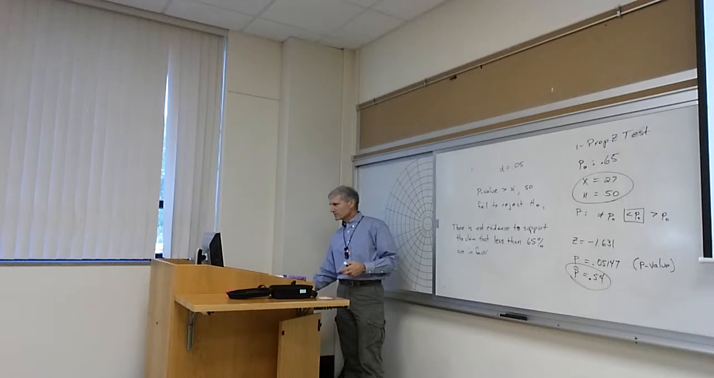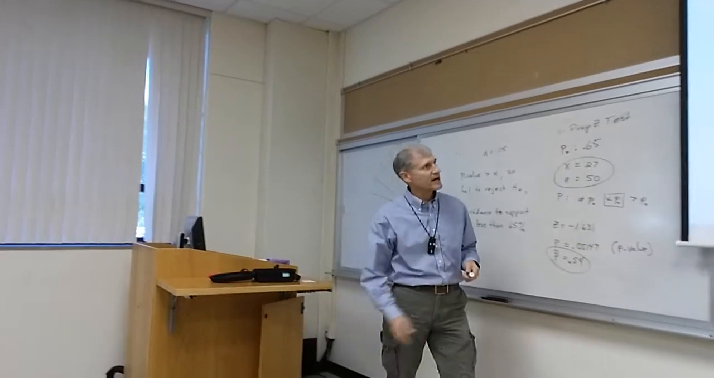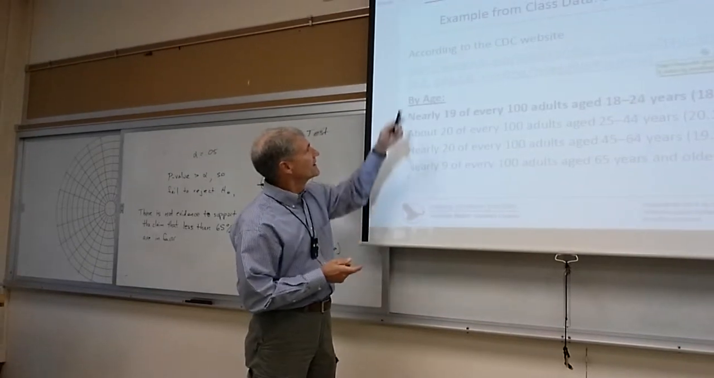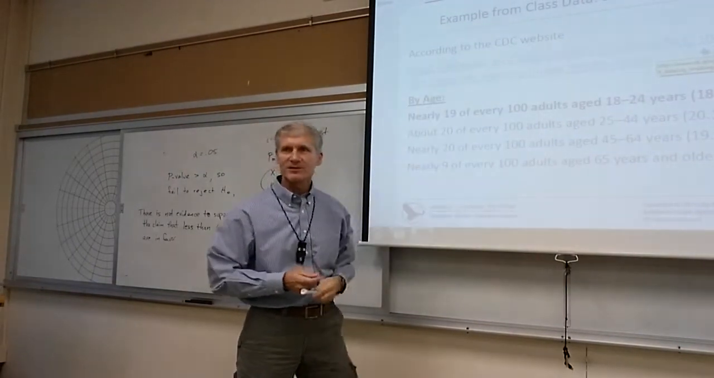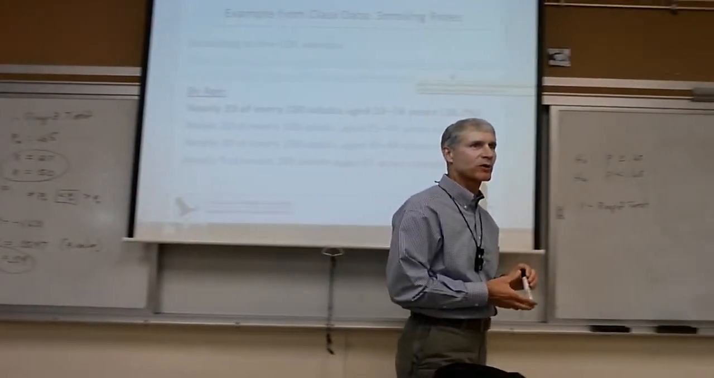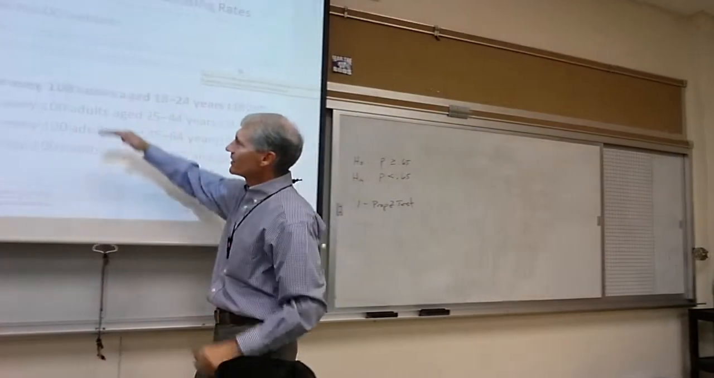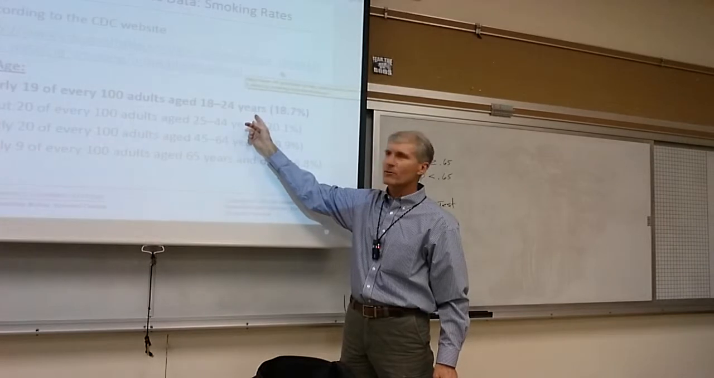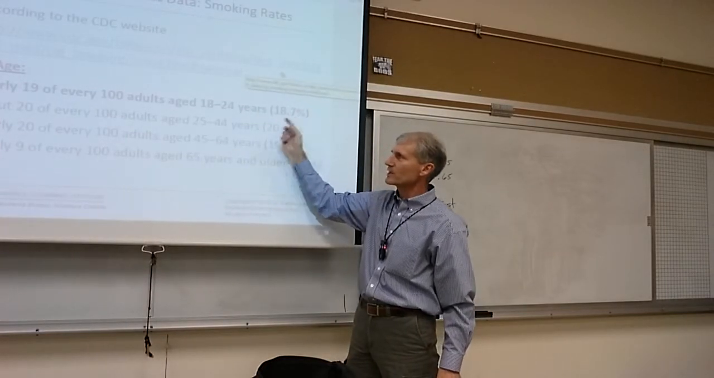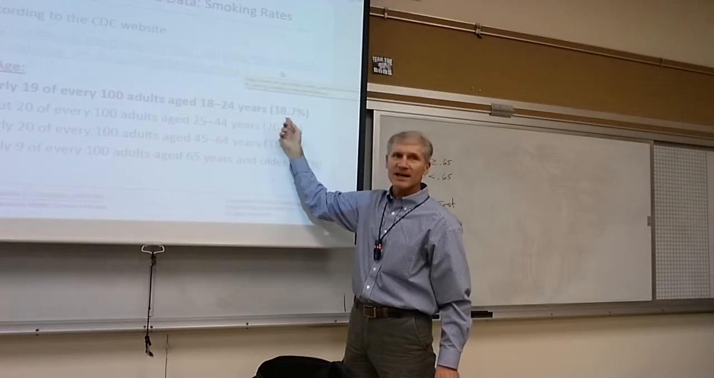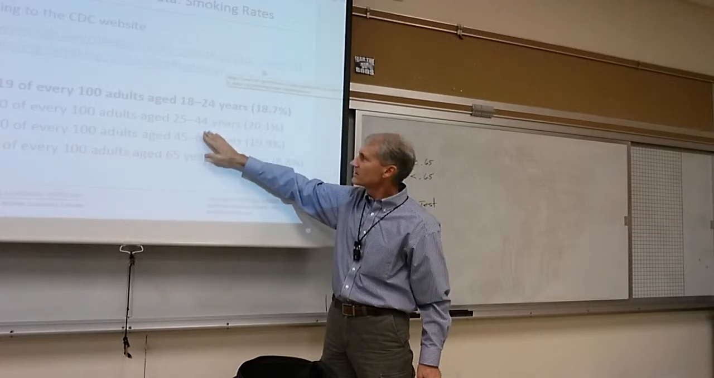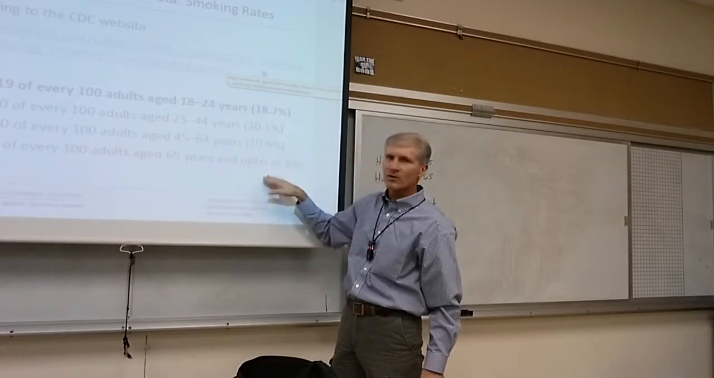Okay, let's jump down and do this one from our class data. I went out this morning and looked on the CDC website to see if they had any national statistics on smoking rates. And boom, it was easy to get. Here's what they said. Nearly 19 out of every 100 adults aged 18 to 24 years, which is 18.7%, said they were smokers. And then 25 to 44 was 20.1, and so on.